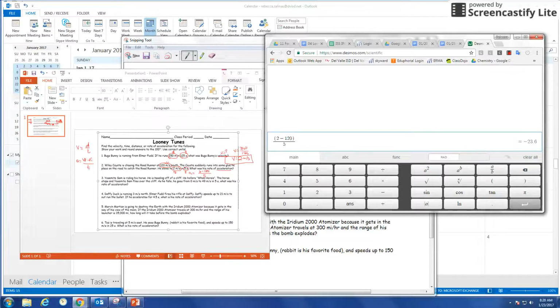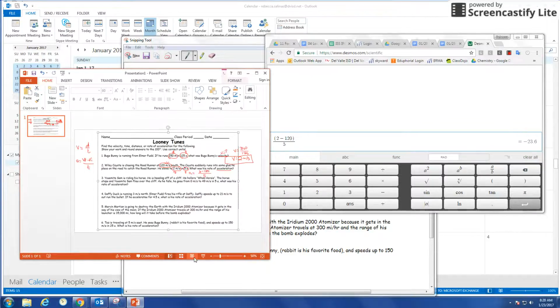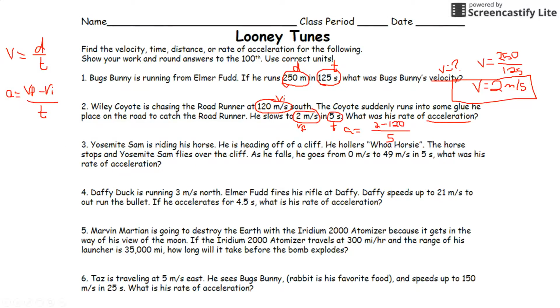Negative 23.6. Does it feel kind of weird I got a negative number? Not really, because I can see that he's slowing down. He's going really fast at first, then he ends up going slower. And so it makes sense that this acceleration is negative. If something is slowing down, acceleration is going to be negative.